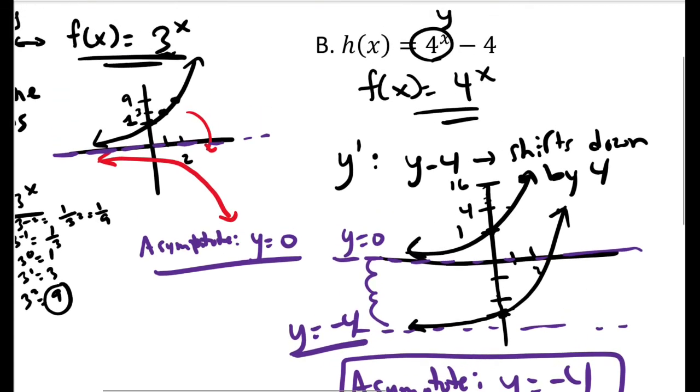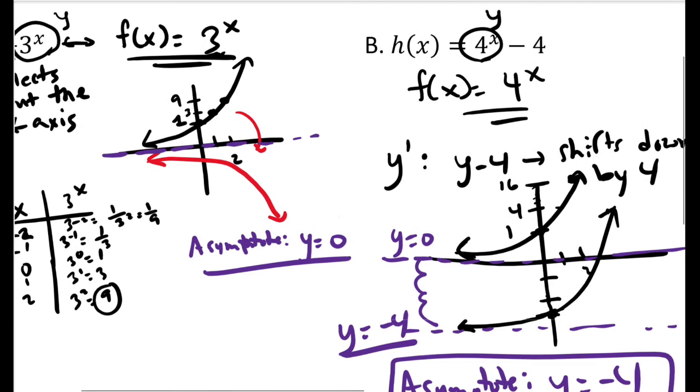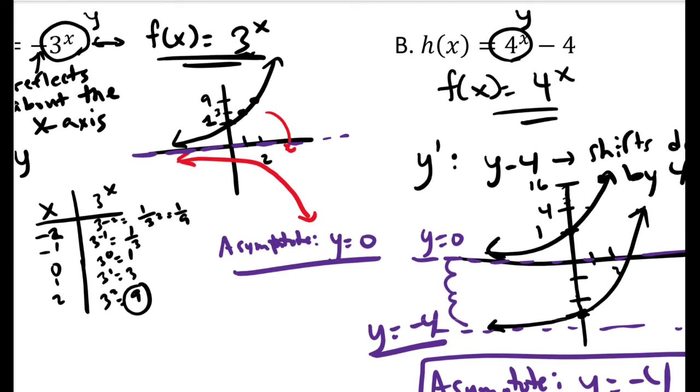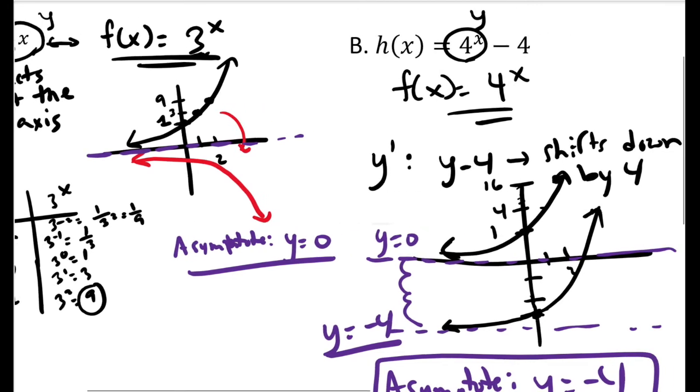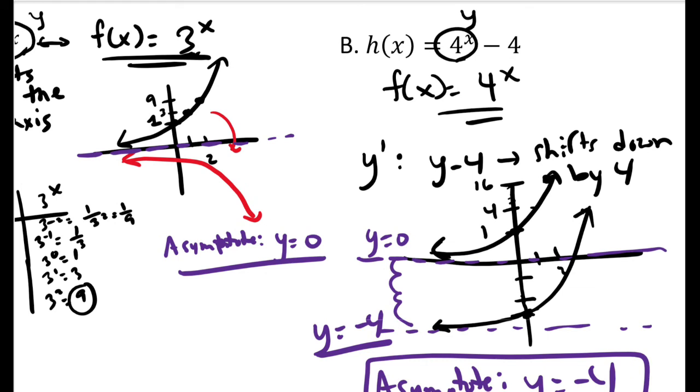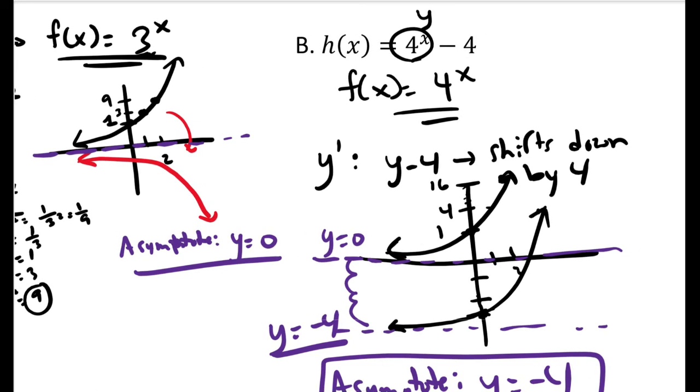So if you've got a minus on the outside or a plus on the outside, you're shifting it up or down. If you have a negative on the outside, you reflect about the x. If you have a negative on the exponent, then it's reflecting about the y. If you have a number added to the exponent, like x plus 2 in the power like this, then that's going to shift it either right or left.